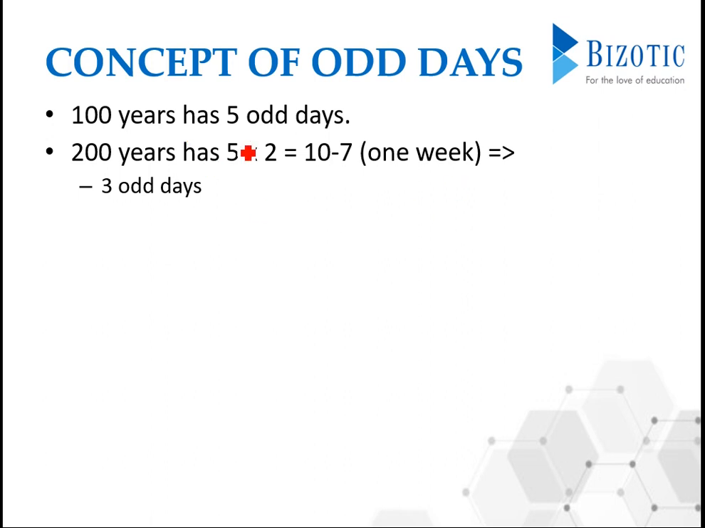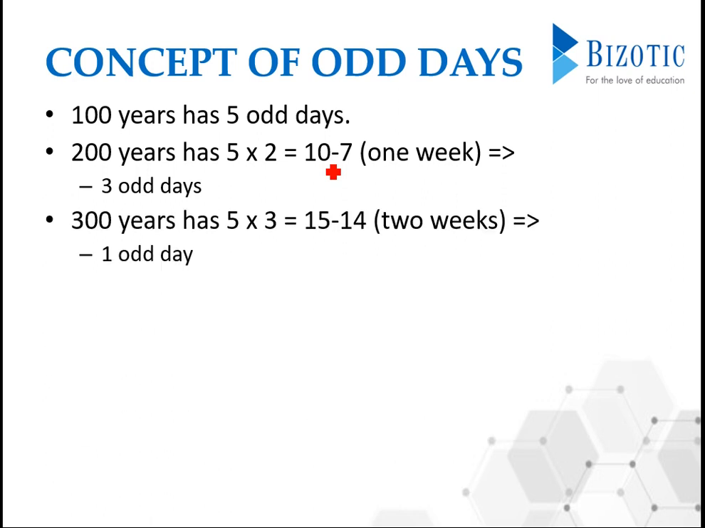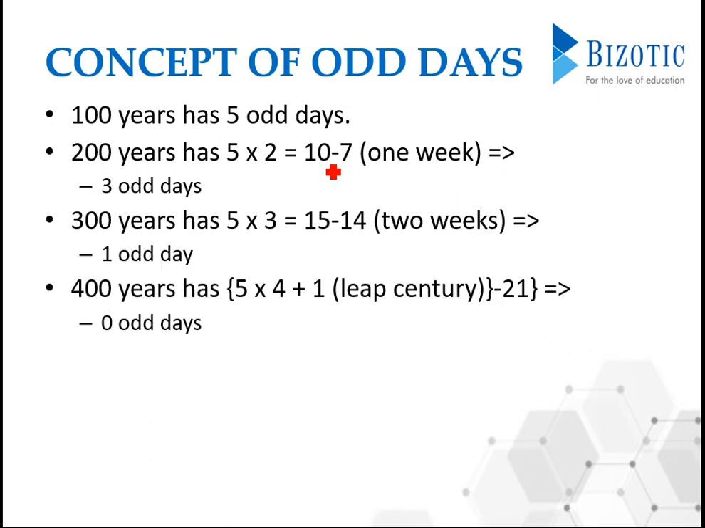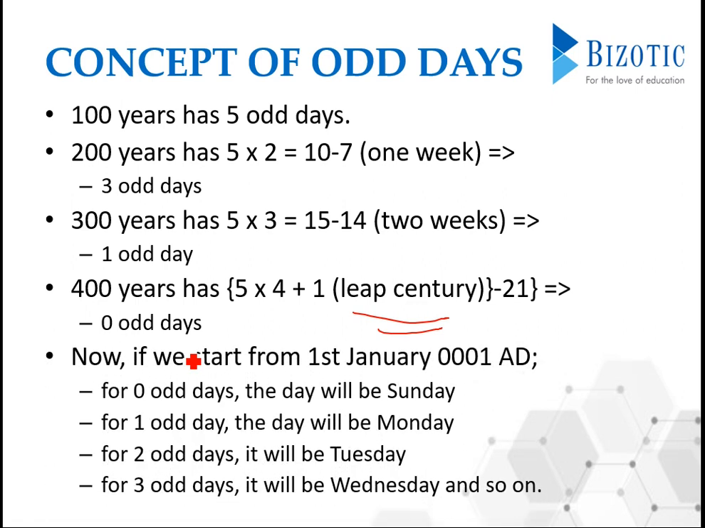And 5 twos are 10 for 200 years. If you subtract 7 because that makes a week, you will have just 3 odd days. And for 300 years it is 15, and if you subtract 14, you get 1 odd day. But for 400 it will be 0 because, as I told you in the very beginning, it is a leap century. So 1 day will be added, which gives 5 fours are 20 plus 1, so 21, which will be divided by 7. So 400 years will have 0 odd days. With these, we will be solving the odd days examples. This will be available in the next slide as well.